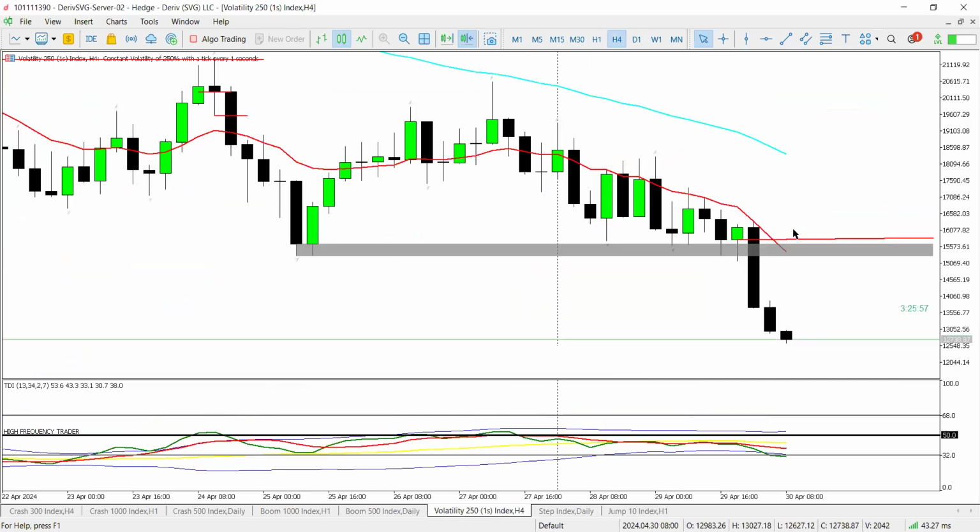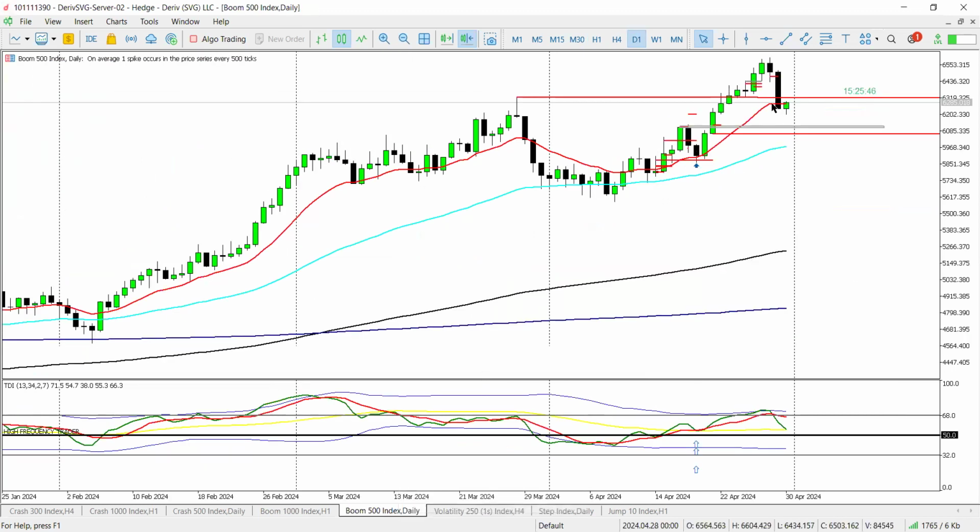Step index, I've got nothing. V250, we're waiting for a retracement back into the zone on H4. This might take time, but that's the only point of interest I see. B500 is still on the line, it's still on the edge. So I still want to see how the daily candle closes. Then we can trade maybe from tomorrow going onwards.